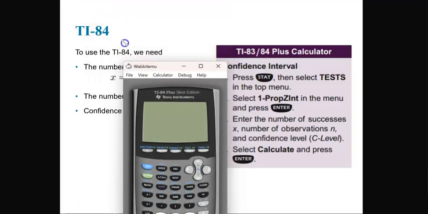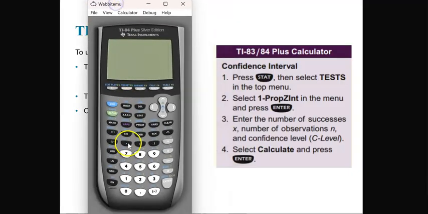So let's bring in my calculator here. We're going to use the stat feature. We're going to go over to tests. We're going to scroll down to one prop z int, not test, but interval. One proportion z interval. And that's where we're going to fill in the pieces.